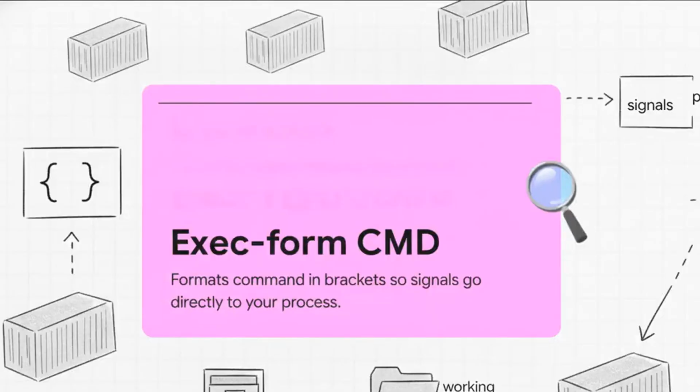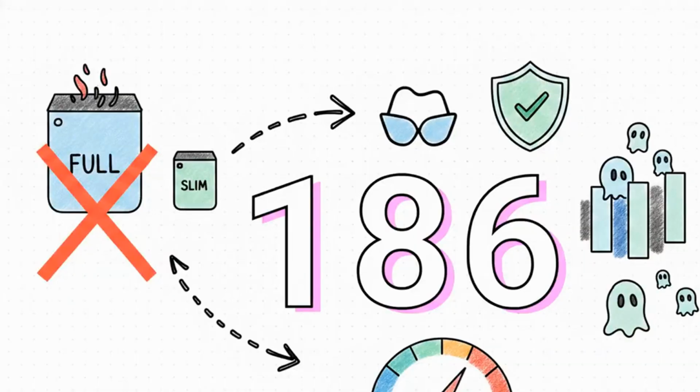So, let's fix this in version 2. First, we format our startup command as an exec form CMD. You'll notice those JSON-style brackets. That tiny change ensures system signals go directly to your Python process so it can actually shut down properly. We're also explicitly defining our working directory here so we aren't just sloppily dumping files into the root of the container. But the biggest win?